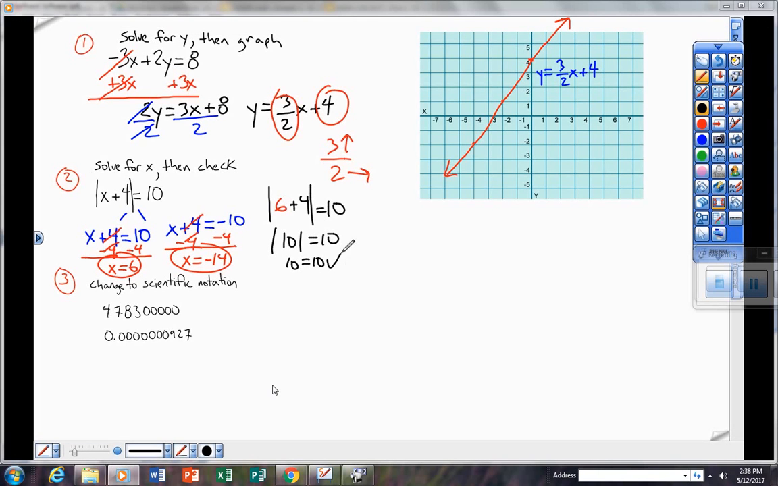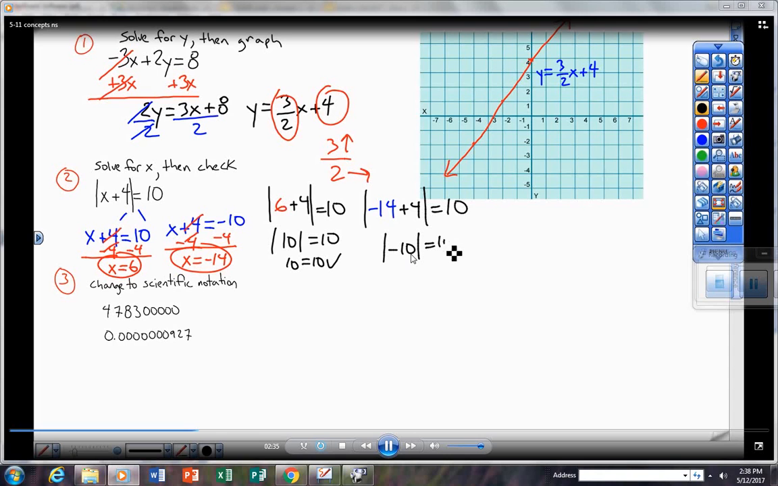The other one, plug in negative 14 for x. Negative 14 plus 4 gives me negative 10, but remember, negative 10 is absolute valued and gives me 10. So both those answers work, 6 and negative 14. Absolute value equations always have two answers.